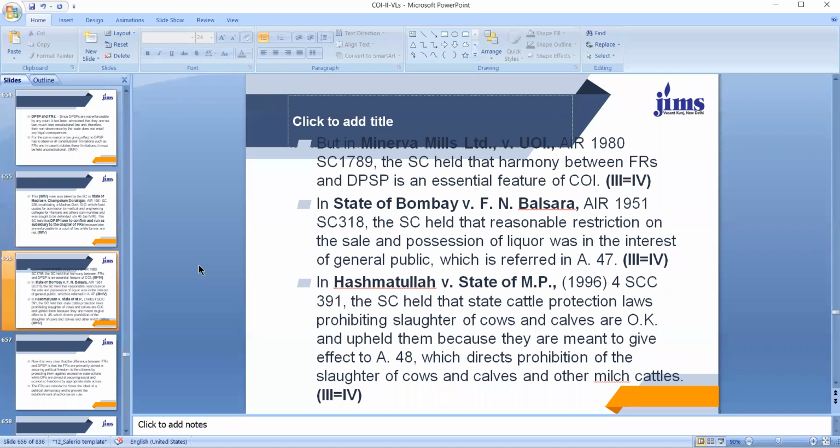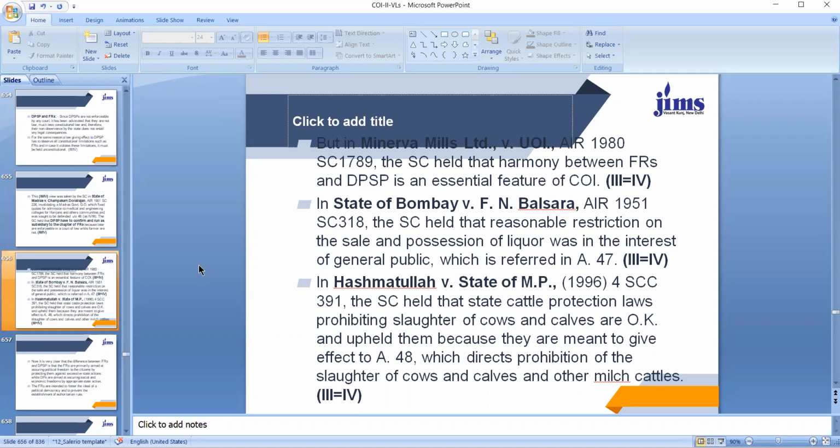Next came the Minerva Mills case. In this case, you have already read and understood that Supreme Court says that harmony between fundamental rights and directive principles of state policy is an essential feature of our constitution. The result of Minerva Mills case is 3=4. Part 3rd, fundamental rights, are equivalent to Part 4th, directive principles of state policy.